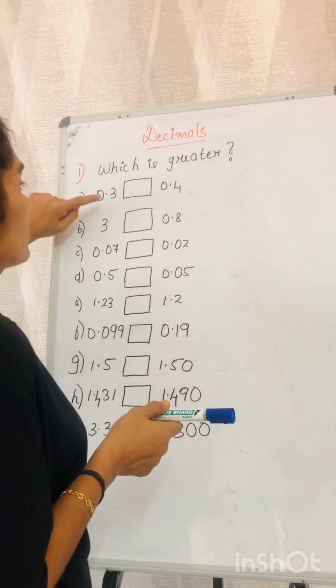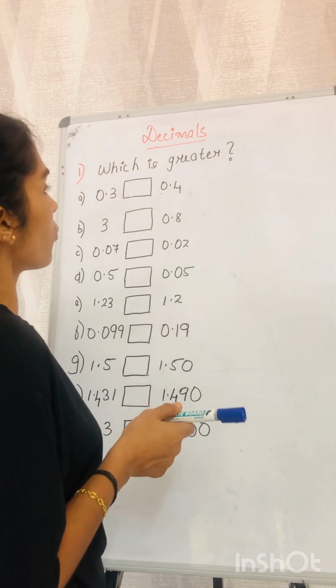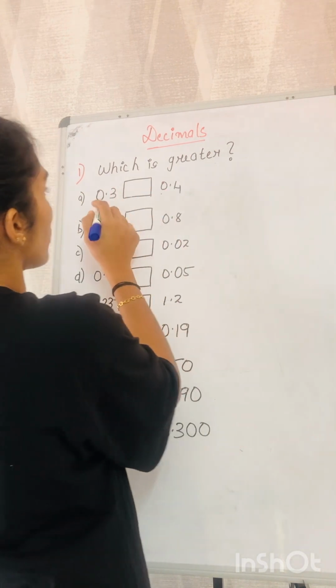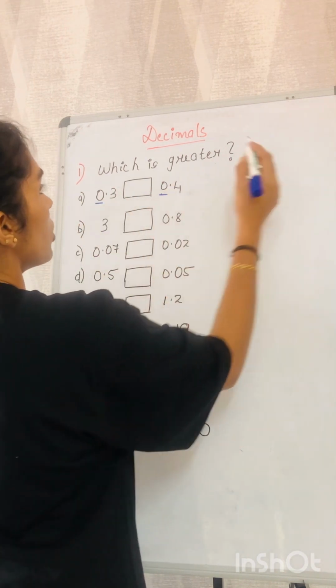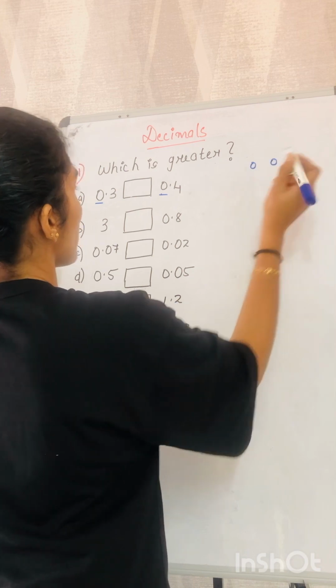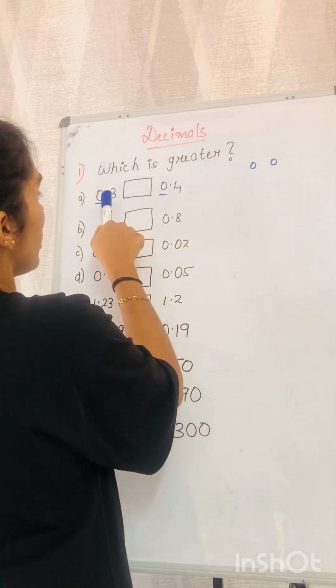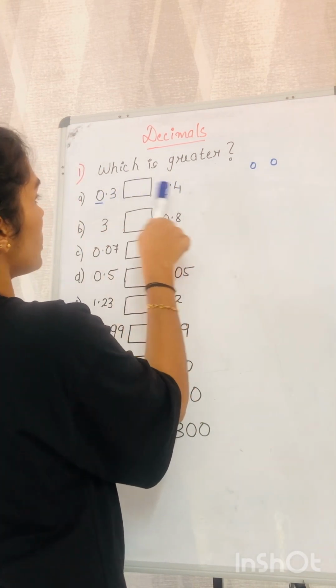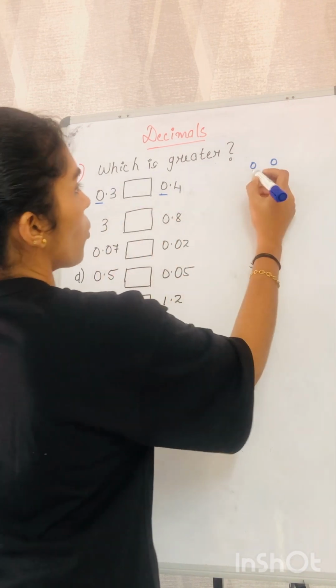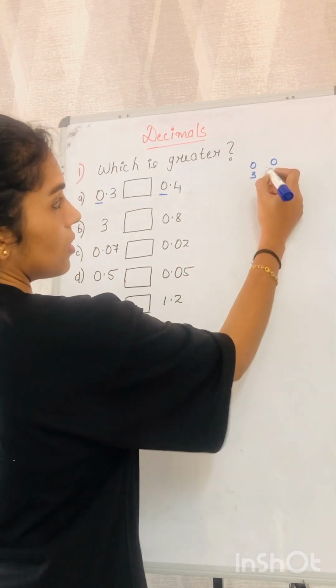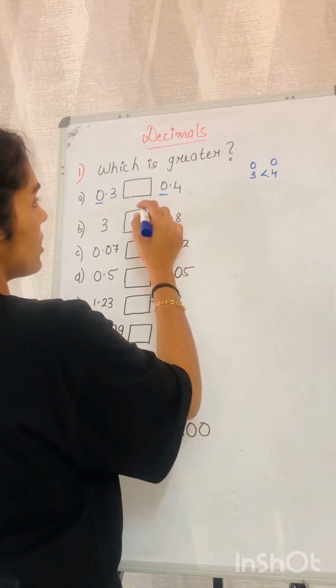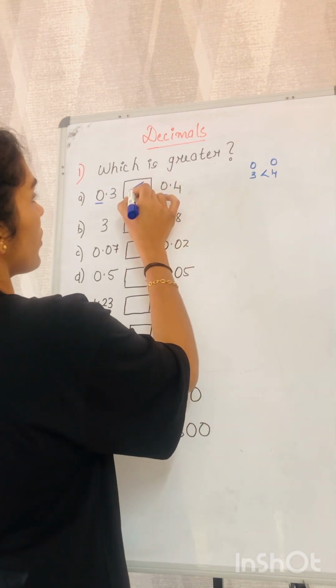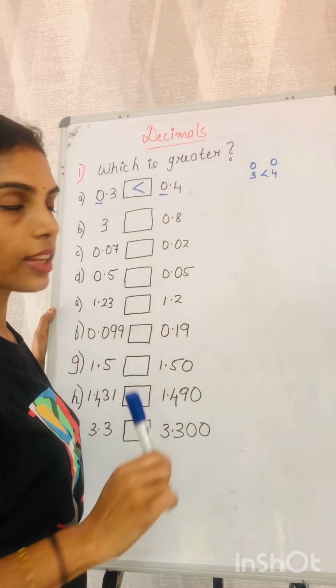So the first one is 0.3 and 0.4. Now let's start with our whole part, the comparison. You have got 0, 0, right? Both are equal. Now come to the 1/10 part of the decimals. Here 3 and here 4. So which is greater? 4 is greater. So the decimal 0.4 is greater than the decimal 0.3.